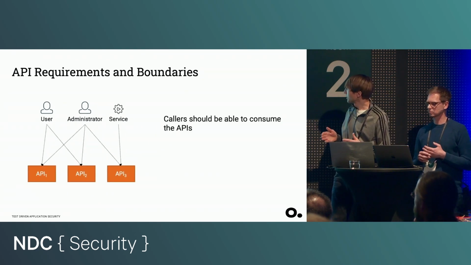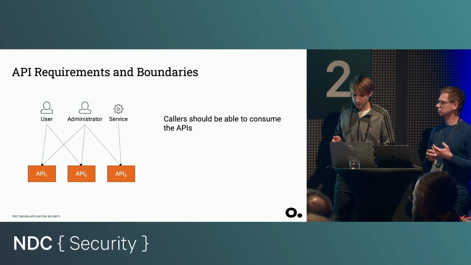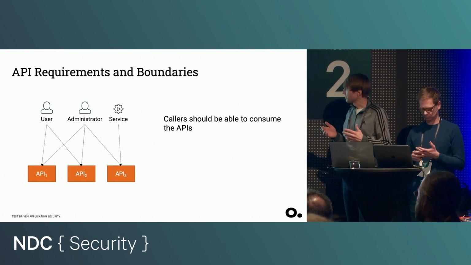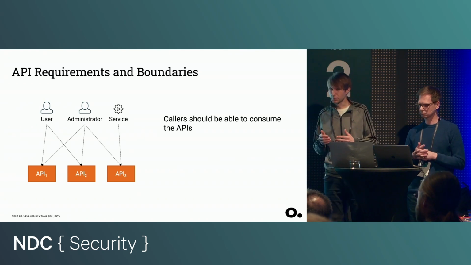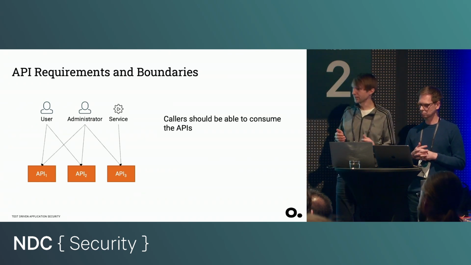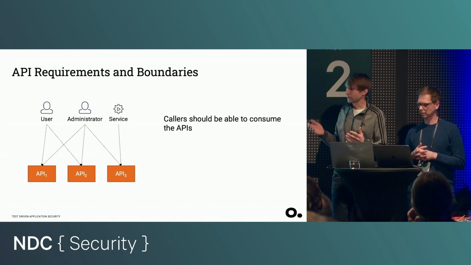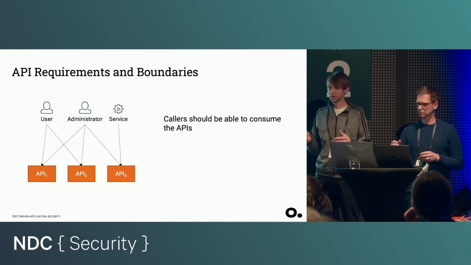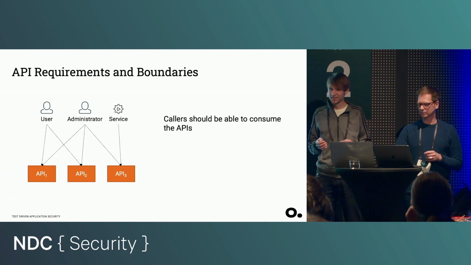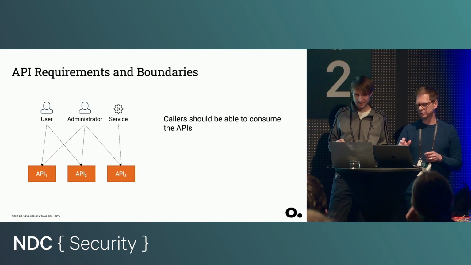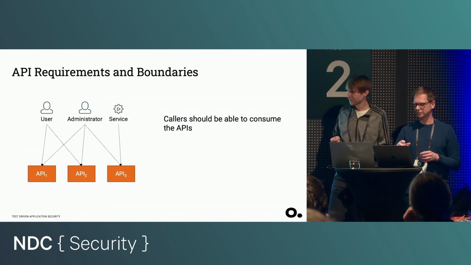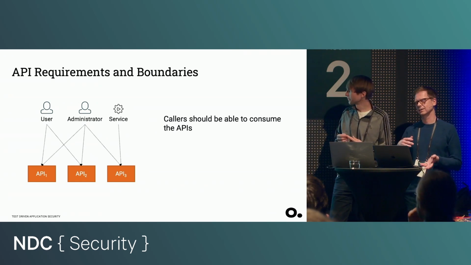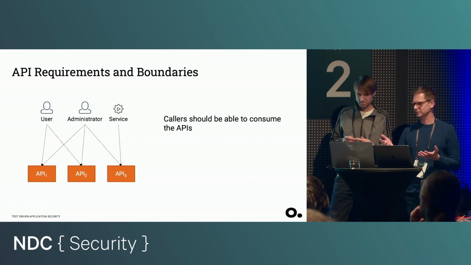Callers should be able to consume the APIs. This would meet any functional requirement, and we would typically verify this during testing and development. And when it works, all tests are green, we can deploy to production, right? Well, we note that the requirement here is not perfectly clear. It allows for the ordinary user to access functionality intended for administrators and services.